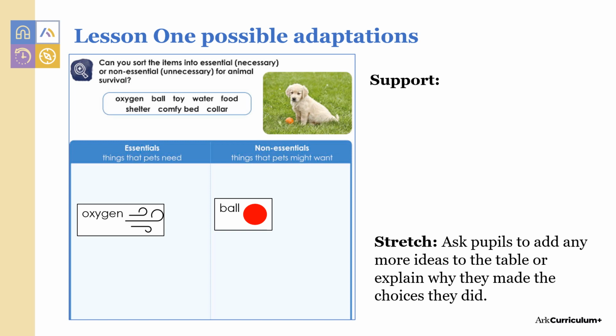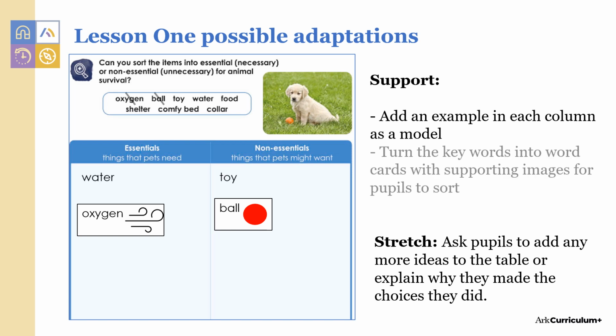For lesson 1, pupils are asked, can you sort the items into essential or non-essential for animal survival? Pupils are given a bank of keywords and the table for essentials and non-essentials. You can support pupils by adding an example in each column as a model, and by turning the keywords into word cards with supporting images for pupils to sort, then stick in themselves. Stretch pupils by asking pupils to add any more ideas to the table or explain why they made the choices they did.